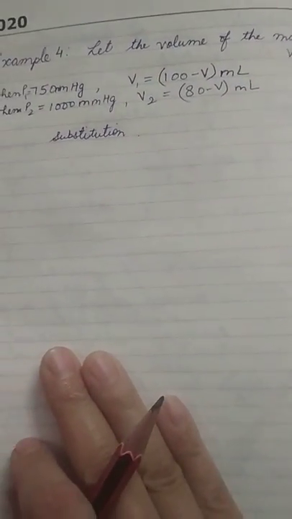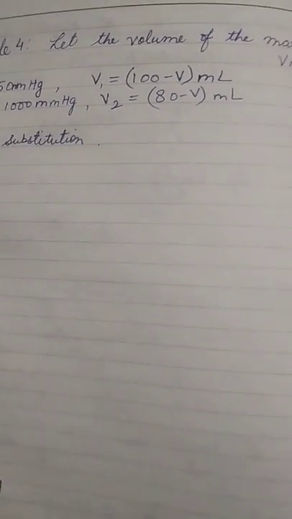Now the next numerical we will be seeing is this. The volume of a given mass of a gas with some pieces of marble in a container at 750 mmHg pressure is 100 ml. If the pressure is changed to 1000 mmHg, the new volume is 80 ml. Find the volume occupied by the marble pieces if the temperature remains constant. So this is the question.